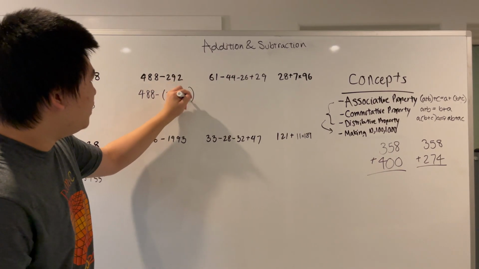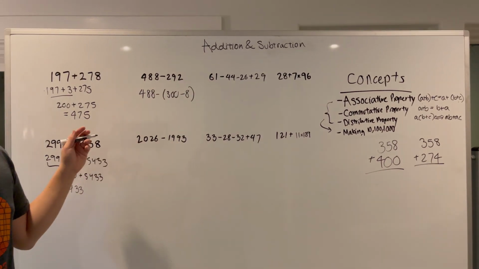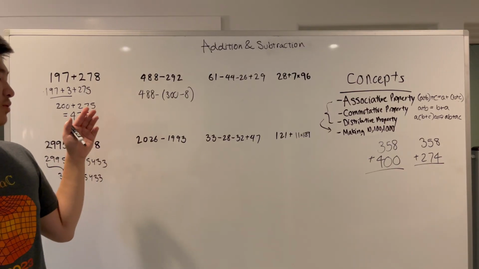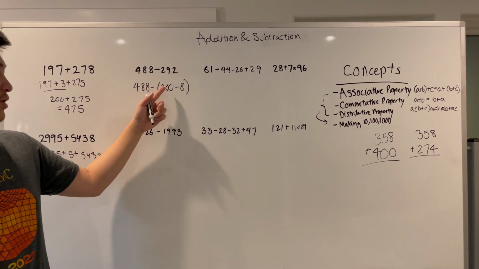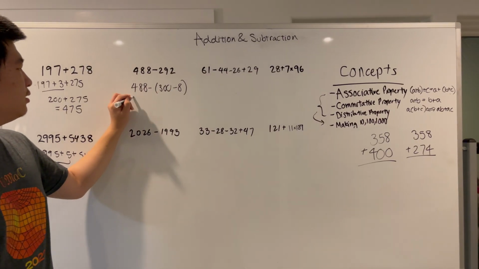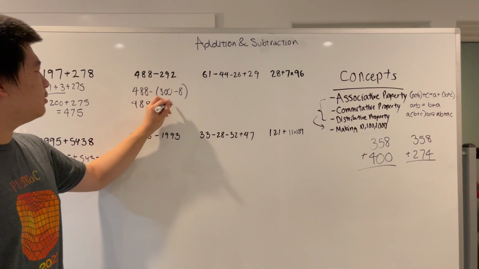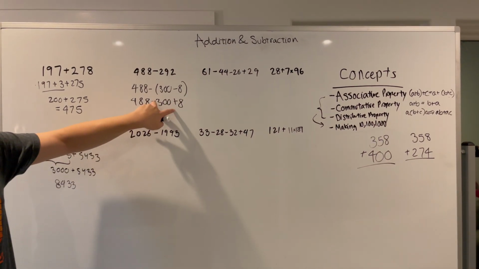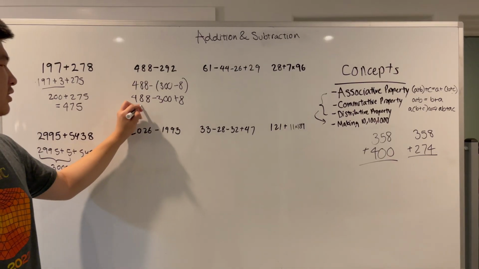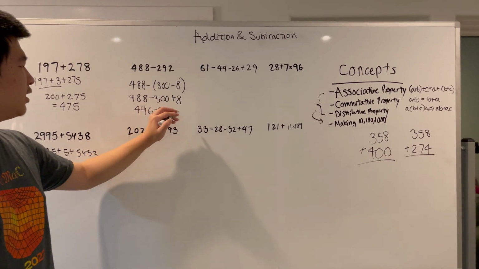And now, in order to get rid of these parentheses, we're going to use the distributive property. What this does, because we're just distributing in this negative, is it turns this into a minus 300 and this into a plus 8. So it's 488 minus 300 plus 8. And now we can regroup these. 488 plus 8 is just 496. Minus 300 equals 196.